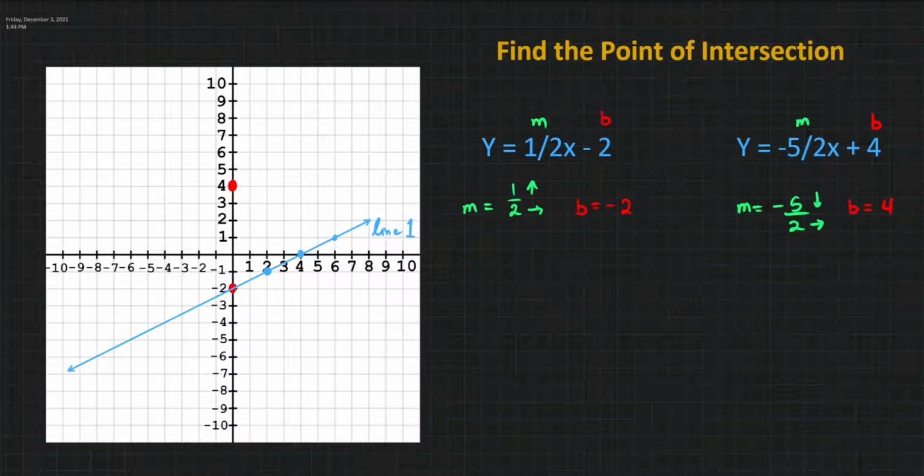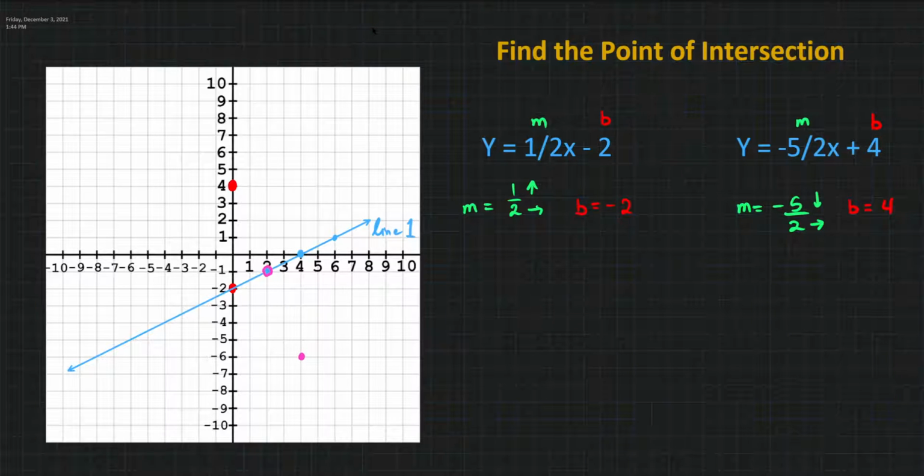1, 2, 3, 4, 5, 1, 2. And look at that. It's the same point. Let's do another one. 1, 2, 3, 4, 5, 1, 2. It seems to line up perfectly on the exact same point.